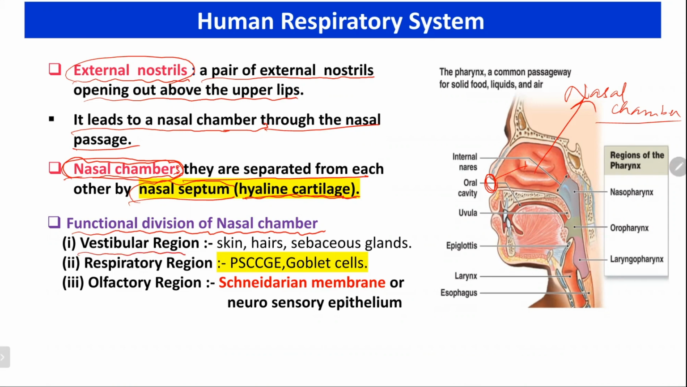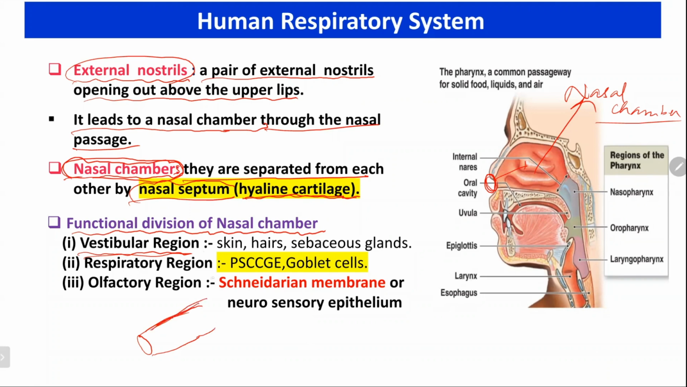Vestibular region, dear students. Let me make you understand this. Just imagine these are the external nostrils. External nostrils open into the nasal chamber. Just imagine, I am showing the vestibular region. This nasal chamber is divided into how many parts? Three parts or three regions.